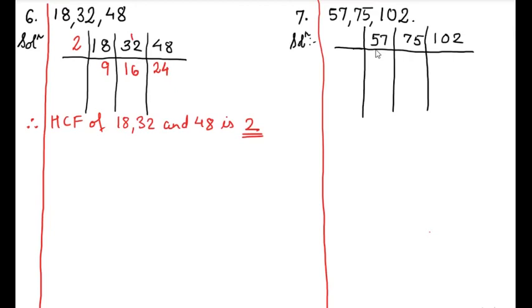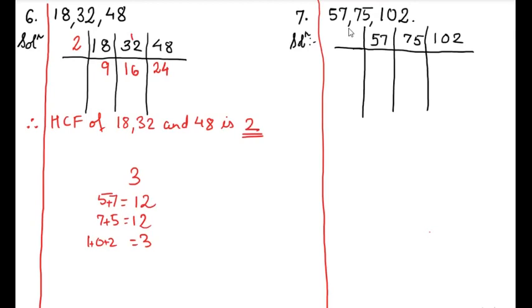So our first number is 57. Add the digits, it will give us 12. 75. Add the digits, it will give 12. 102. Add the digits, it will give us 3. Now if you see this 12, 12 and 3, all three are divisible by 3. Thus, 57, 75 and 102 are also divisible by 3. So I'll write here 3.